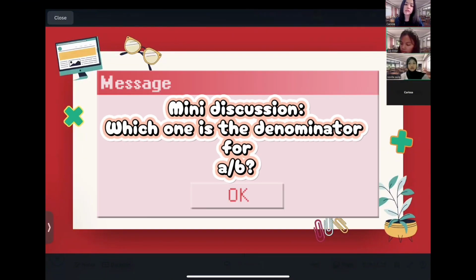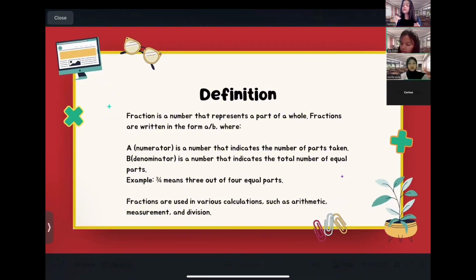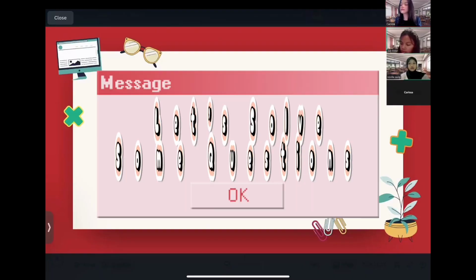So which one is the denominator, the whole thing? B. Yes, in the example A over B, B would be the denominator. That's correct. All right, so we're going to discuss a few sample questions.